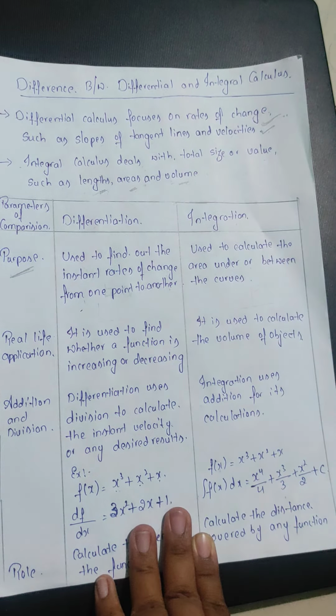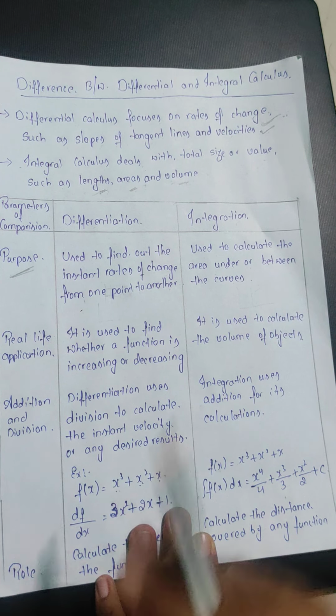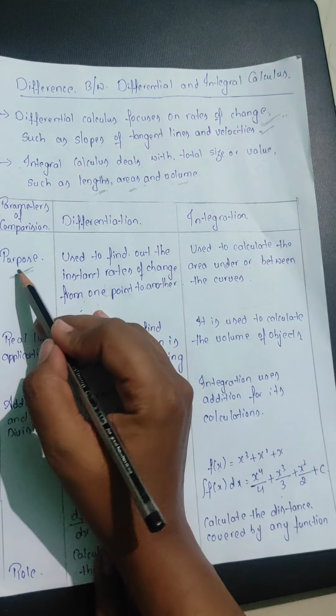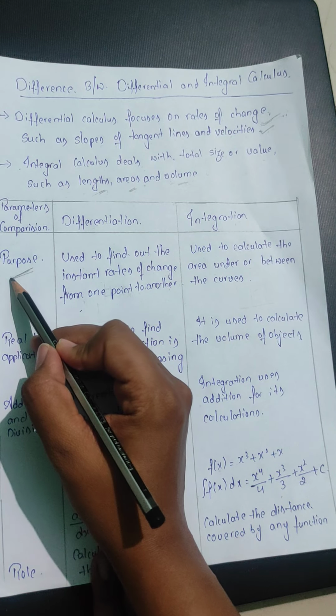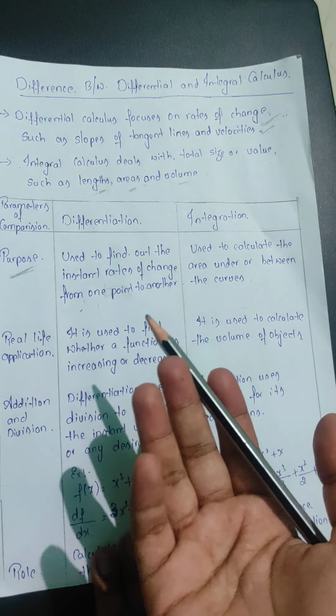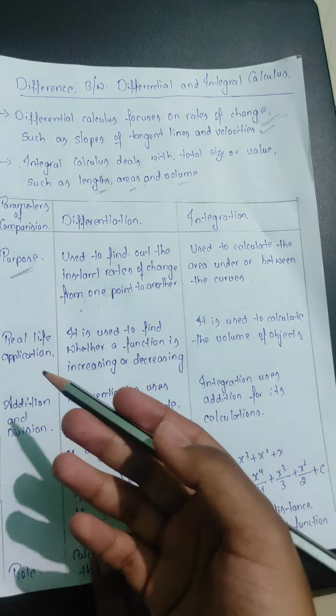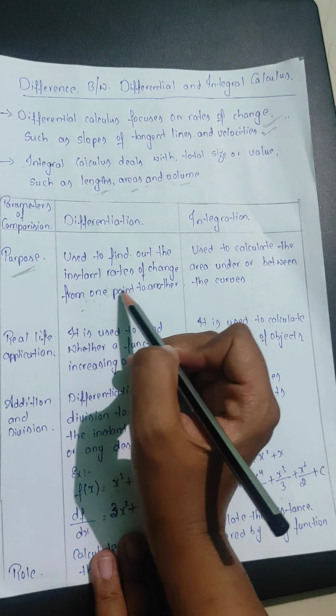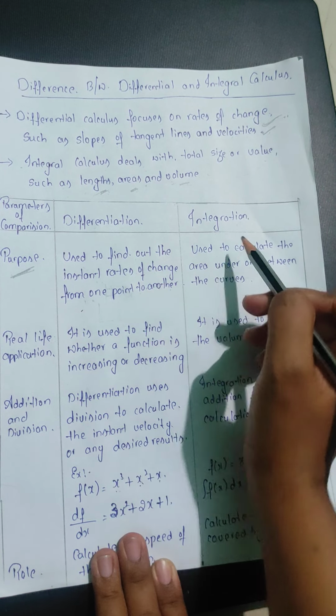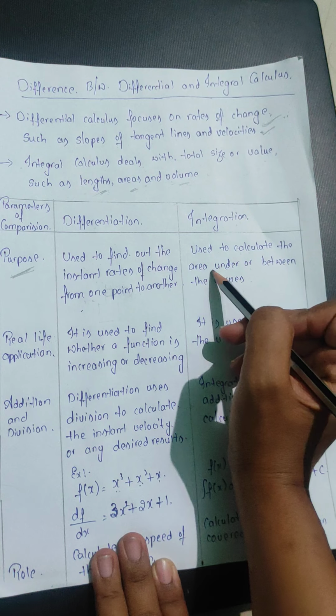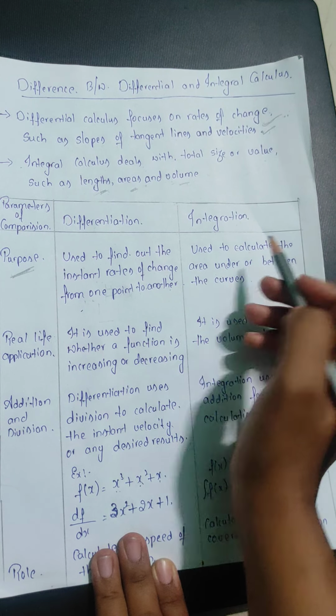Okay, now let's discuss some of the differences between differential and integral calculus through some parameters. The first parameter here is purpose. What is the purpose of using differential calculus and integral calculus? Differentiation is used to find the instant rates of change from one point to another, and integration is used to calculate the area under or between the curves.